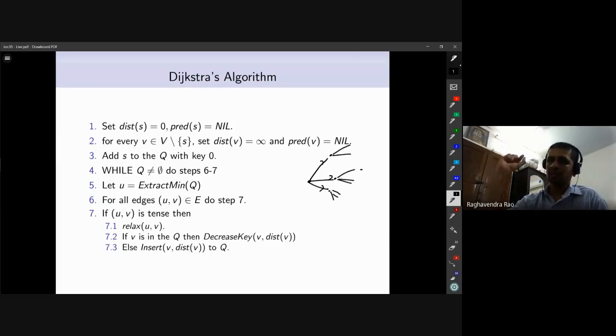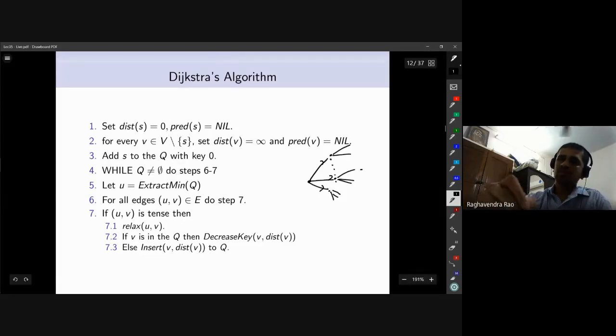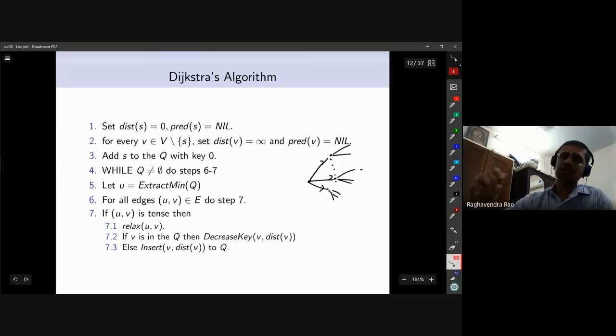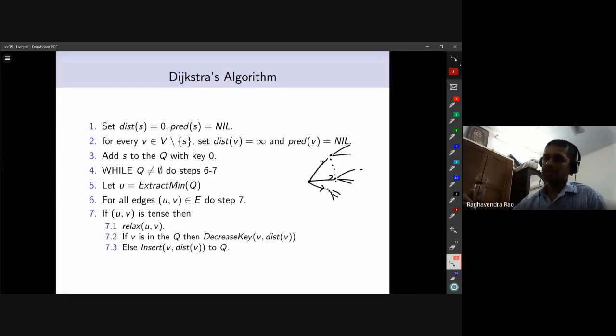The only thing is, the order in which you choose these vertices is based on their computed distance so far. It may not be the final distance, but whatever you have explored, the shortest one will be processed first. So that is the only prioritization. For that matter, this algorithm is called greedy, because you are greedily choosing. The greediness here is a bit subtle, in the sense that it's not like you're building a set right away, unlike MST or other algorithms.